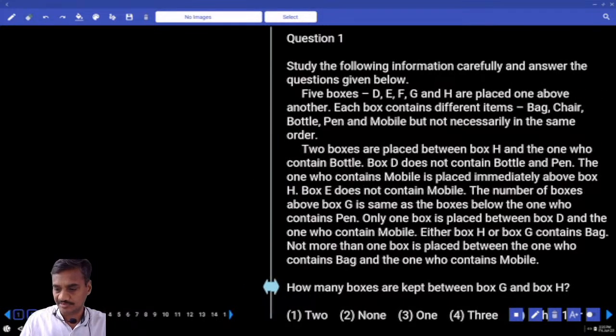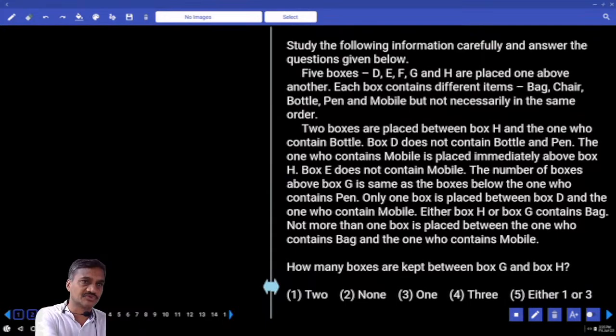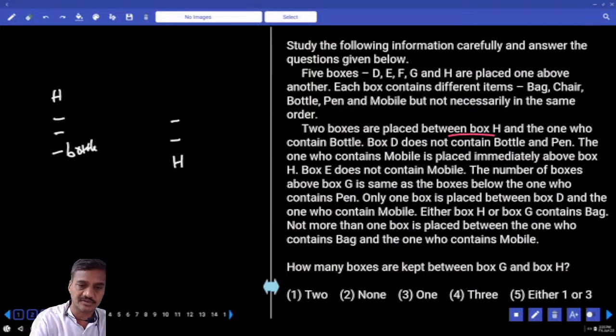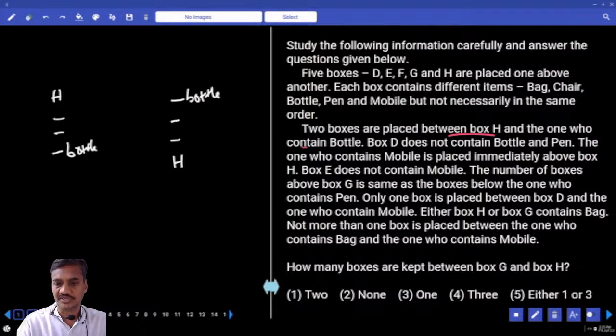Now boxes along with a parameter, in general we keep this one as the second priority, but here, as there are only 5 boxes given, let us keep this one as the first priority. There are 2 boxes between H and the one which contains bottle. Now H and bottle, how many boxes are there? There are exactly 2 boxes. If H is below this one and there are 2 boxes between H and bottle, now this is the bottle box.